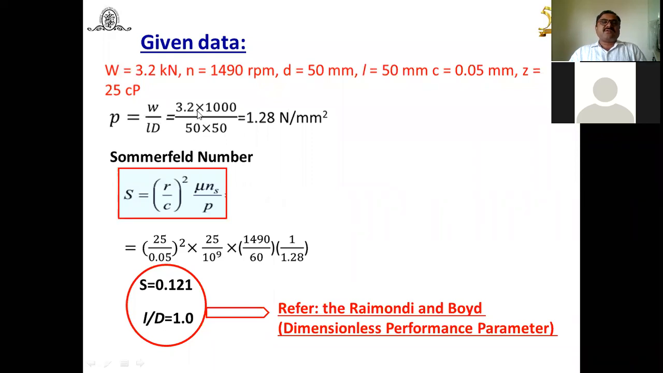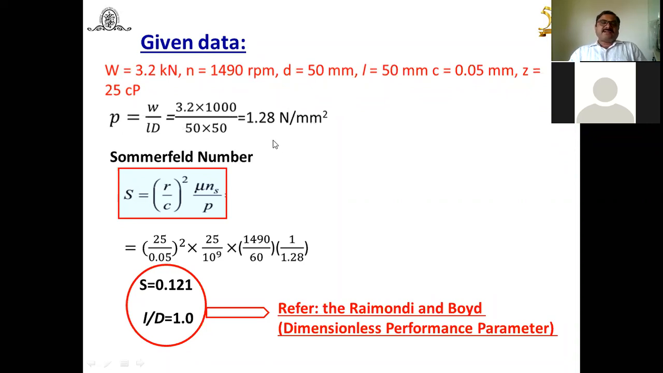Now, first of all, we have to find the bearing pressure. Again, in an earlier session we have seen how to find the bearing pressure. That is the load upon L into D, where LD means the projected area of the bearing. W is given as 3.2 kilonewton, so 3.2 into 1000 upon L and D, 50 mm each. You can substitute here, and you will get bearing pressure 1.28 Newton per mm square.